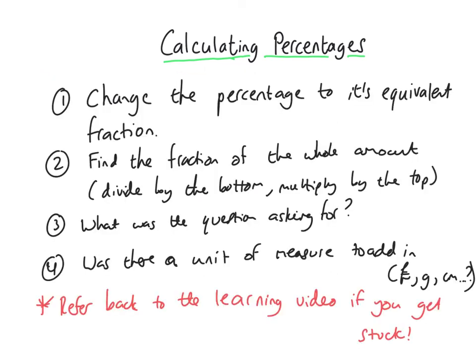Okay, so just some final important points to review before you start your work. To find the percentage of a whole amount, the first thing you do is change the percentage to its equivalent fraction. Second thing you do is find the fraction of the whole amount. You do that by dividing by the bottom, multiplying by the top. Number 3, what was the question asking for? In particular with word problems, just make sure that you're giving the information that the question is asking. And number 4, was there a unit of measure to add in, like pounds, grams, centimetres, or anything else like that?